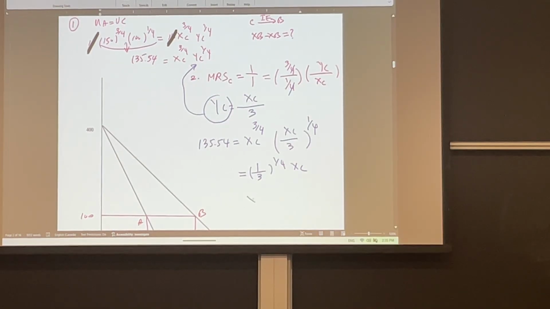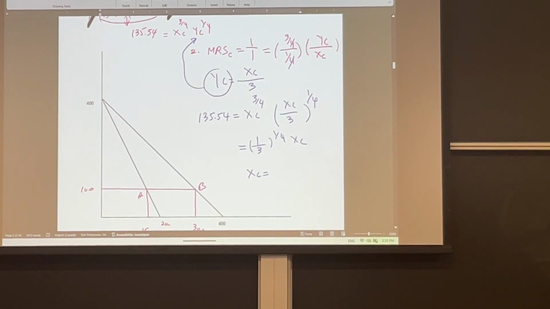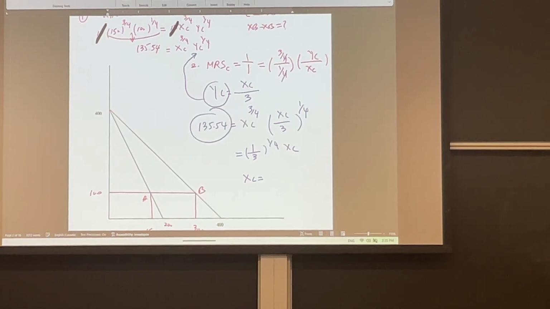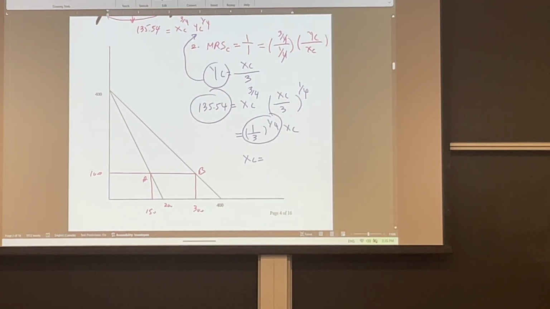How much is xc? Since the good is normal, you should get it between 150 and 300. How much is 135.54 divided by 1 over 3 to the power 1/4? Take this one, divide by this, that's xc. It will be between A and B, so it should be between 150 and 300.